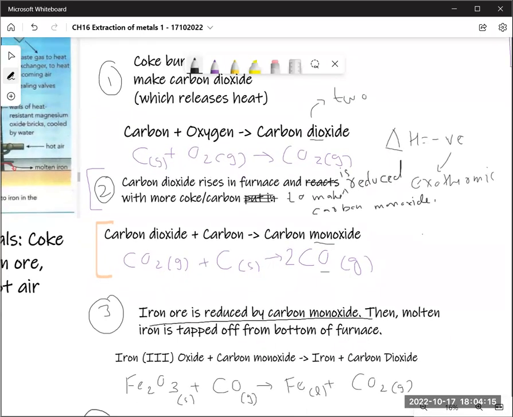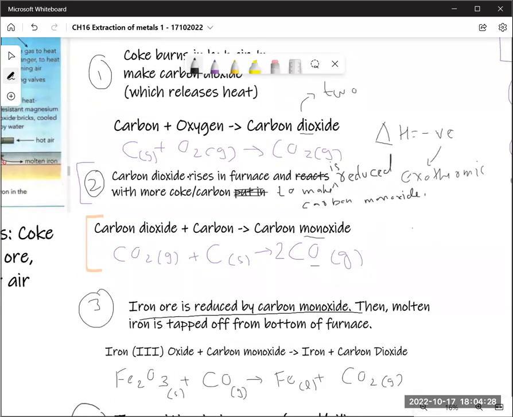Now, so we remove "put in". We just write carbon dioxide is reduced with more coke / carbon to make carbon monoxide. Also, actually cut this part as well, "rises in furnace", and cut that part. To make it easy for you, just cut it. Finished?